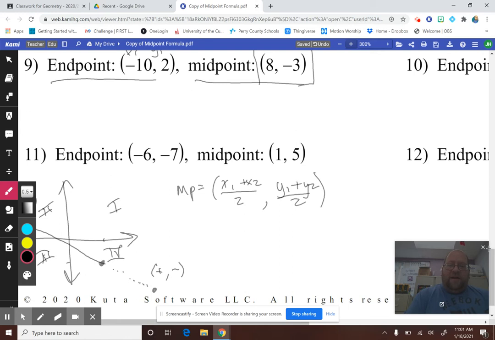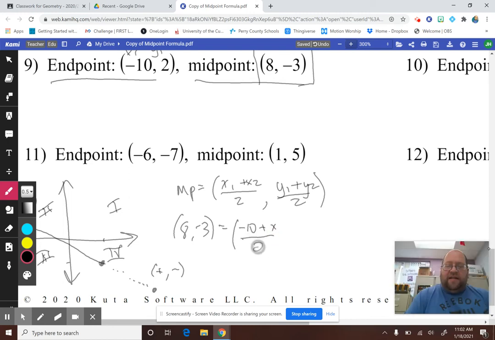Well, my midpoint right here is 8, -3. So I'm going to go ahead and put that here, 8, -3. Okay, that is my midpoint. I already know that. The only thing I know over here is I know my X1 and my Y1. So I'm going to go ahead and fill those things in because now I have -10 plus some kind of X value, I don't know what that is yet, divided by 2. And I also have a Y value right here of +2 plus some other unknown Y value that I don't know. And again, I'm going to be dividing that by 2.